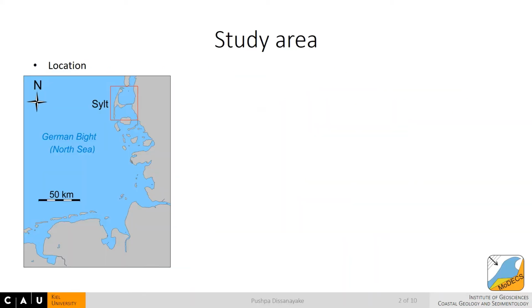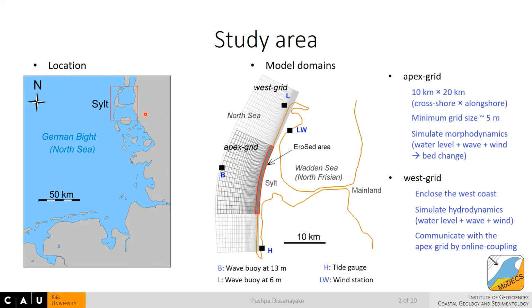Sylt Island is located at the eastern part of the North Sea. Here is a closer look. The right side is the Wadden Sea, the left side is the North Sea. The North Sea coast of Sylt Island has a convex shape extending about 35 km in length.